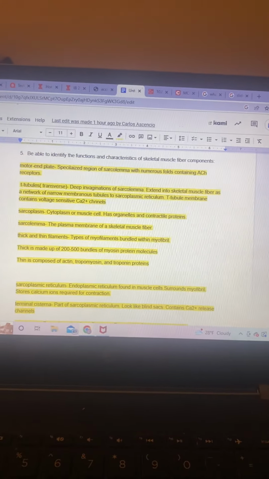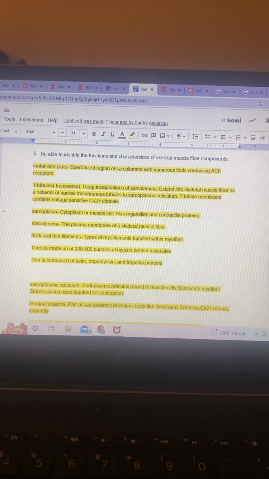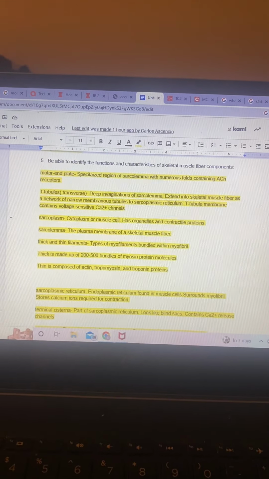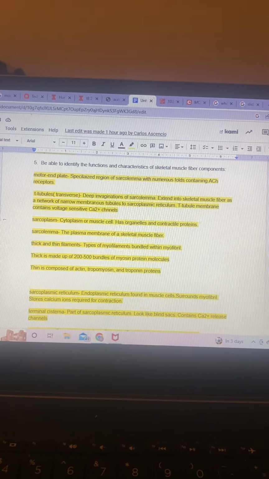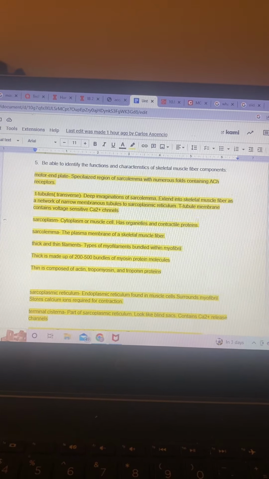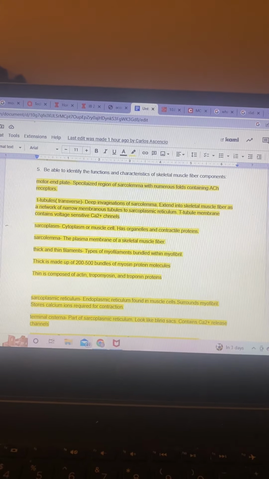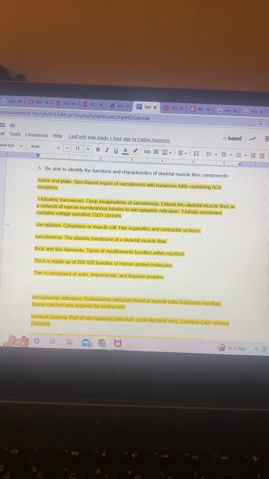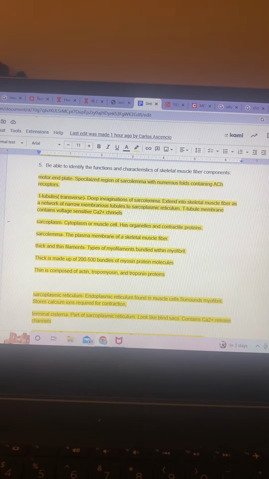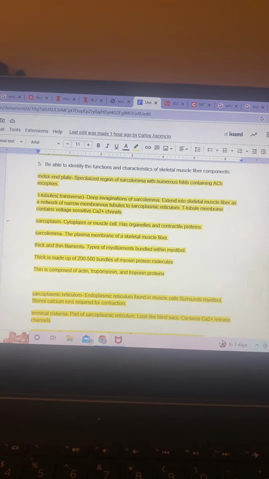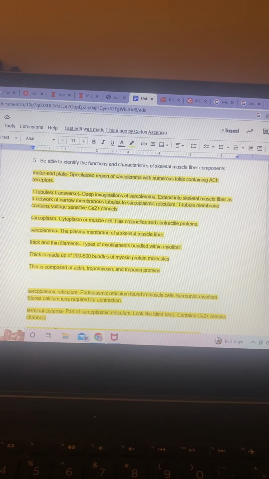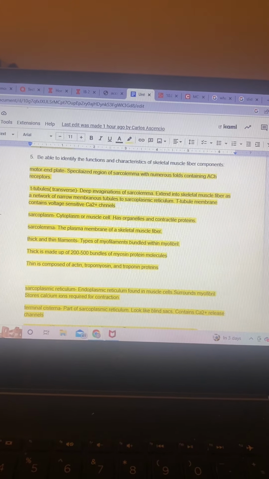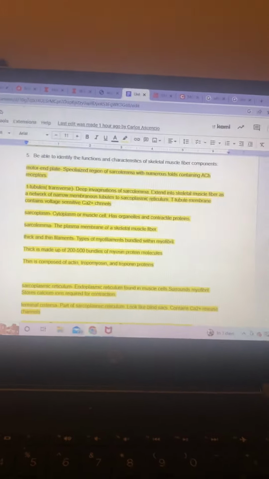So what is sarcoplasm? It's the cytoplasm of the muscle cell. It has organelles. What's sarcolemma? It's the plasma membrane of the skeletal muscle fiber. What are thick and thin filaments? They're types of myofilaments bundled within the myofibril. Thick is made up of 200 to 500 bundles of myosin protein molecules. Thin is composed of actin, tropomyosin, and troponin proteins.